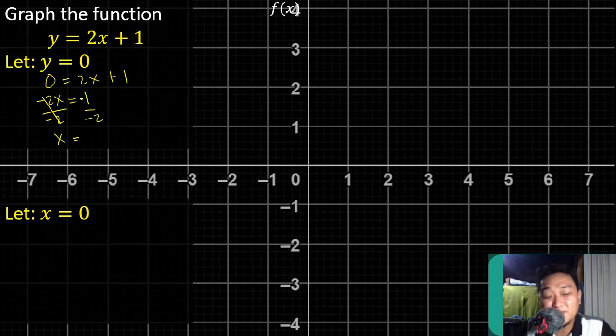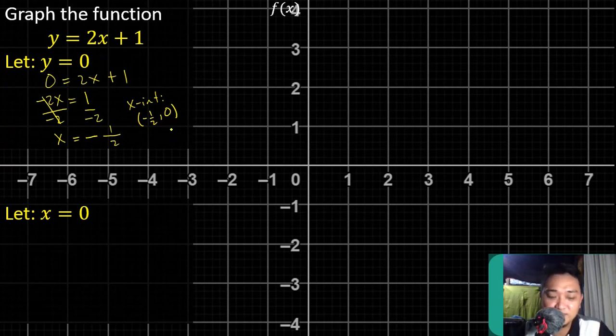What is this? Positive divided by negative is negative. So lalagay natin siya sa gitna. And you have there 1/2. So therefore, the value of x is equivalent to negative 1/2. Now, what will be the coordinate? The coordinate of the x-intercept would be negative 1/2 and 0. 0 si y eh. Ito po. 0 si y.